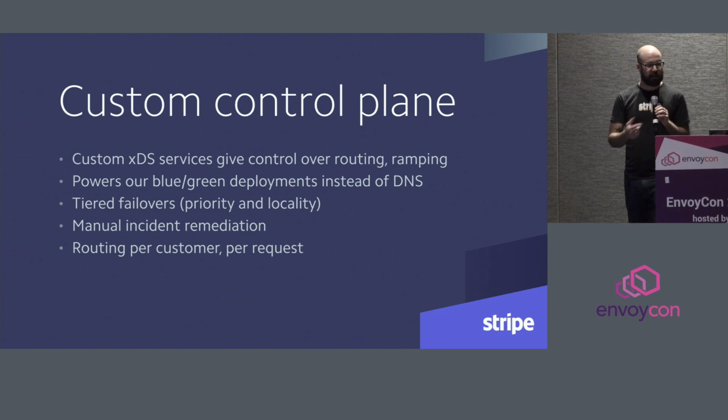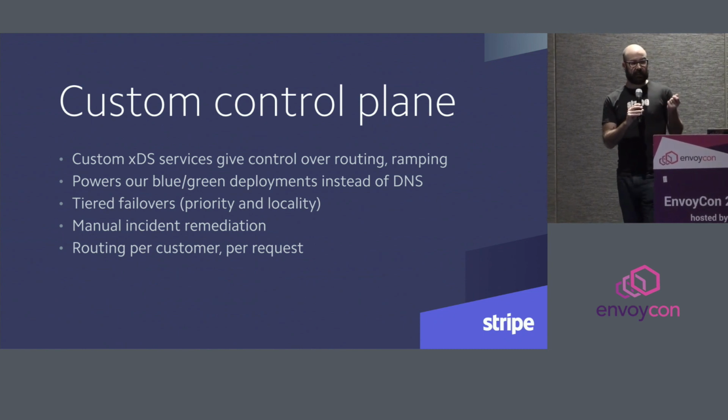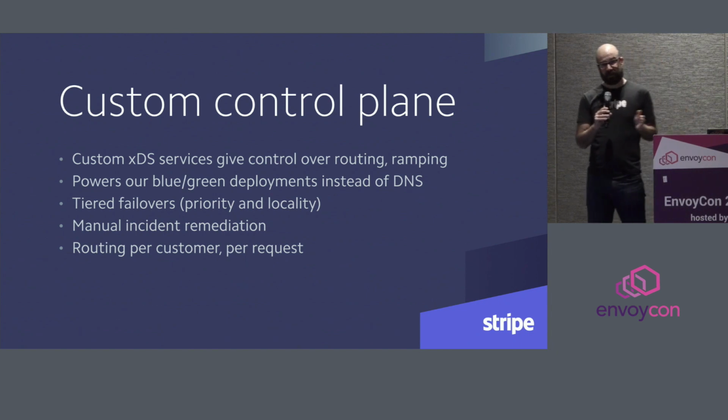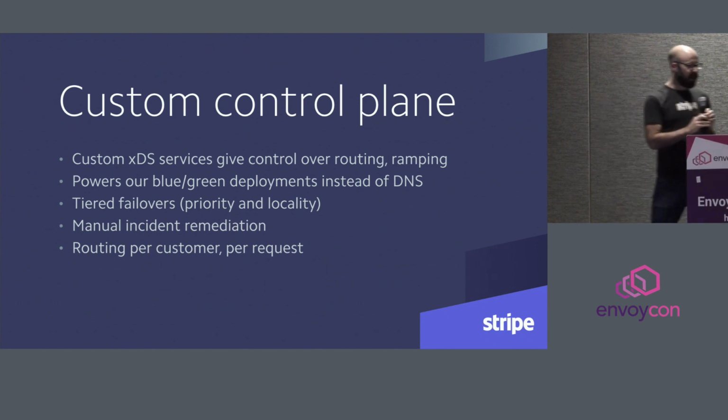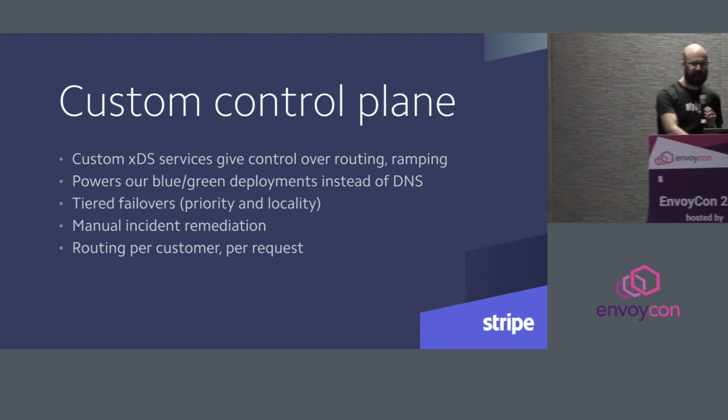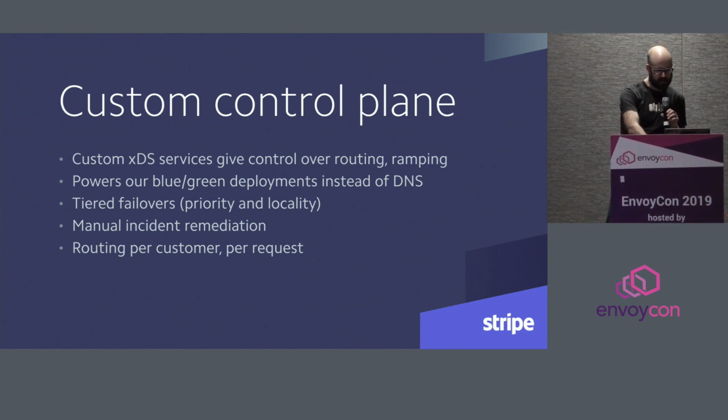We can also and do take advantage of Envoy's header-based routing and things like that to not only route specific requests to particular infrastructure, but requests, say, per customer or per account. And I believe there's a talk coming up later today about some dynamic routing that I'm excited to hear about.